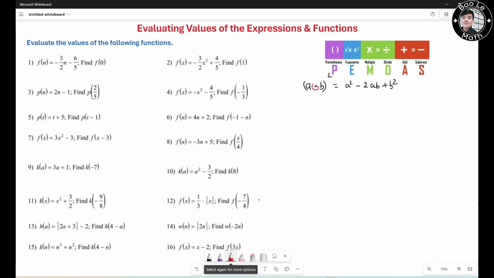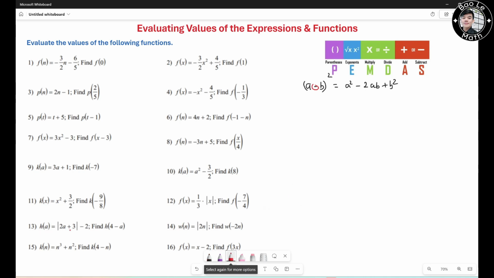Now question 12. So we need to calculate f of negative 7 over 4. This guy turns out to be 1 over 3 times the absolute value of s, which means the absolute value of negative 7 over 4. So it turns out to be 1 over 3 times, and the absolute value of negative 7 over 4 is 7 over 4. Now you just multiply 1 times 7 equals 7, and 3 times 4 equals 12. And this is the answer.